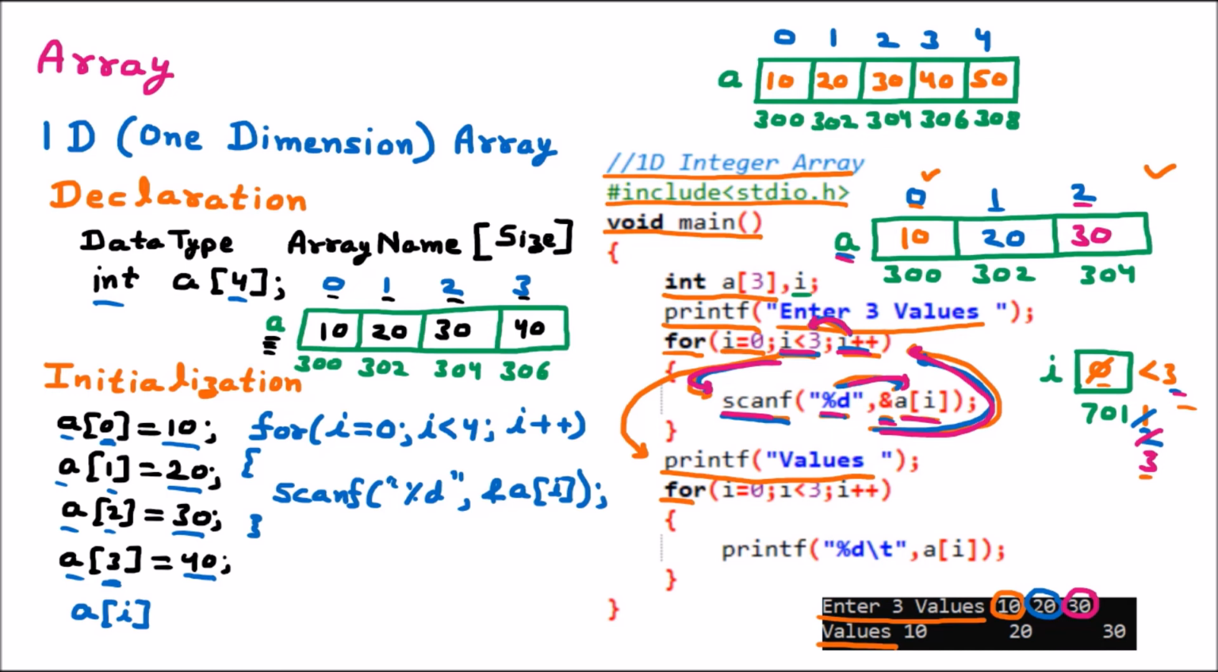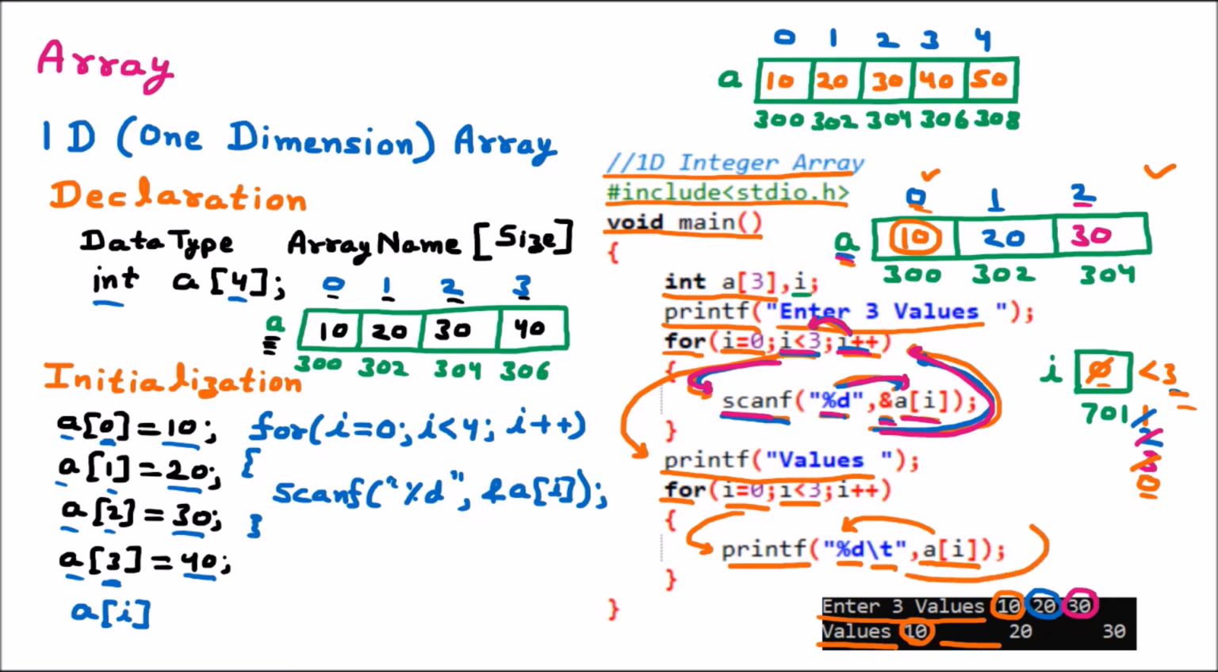Again for I equal to 0, so I is again starting from 0. I less than 3, the condition is still true. So now it will come down, printing on the screen %d integer value. From where will it take? It will take from A[I]. The value of I is 0 right now. So A[0], we know that the value is 10. So that 10 is printed. Then one tab space is given.